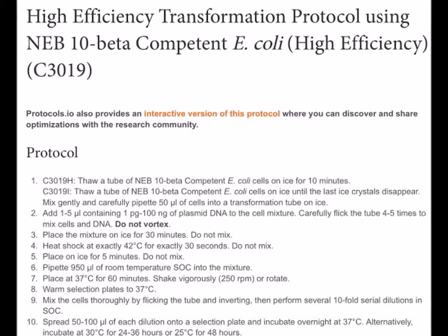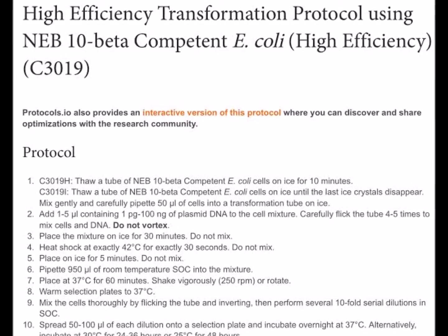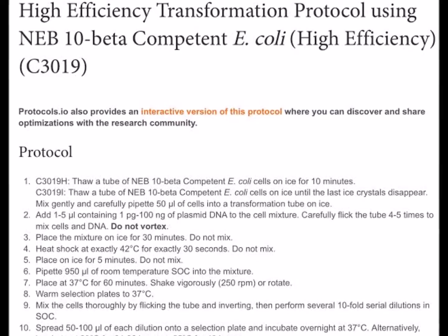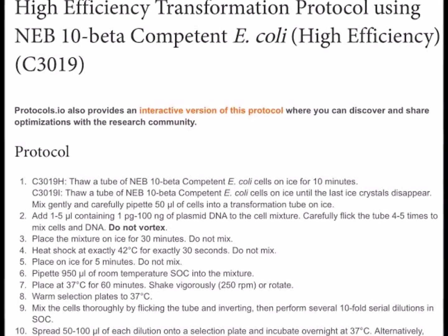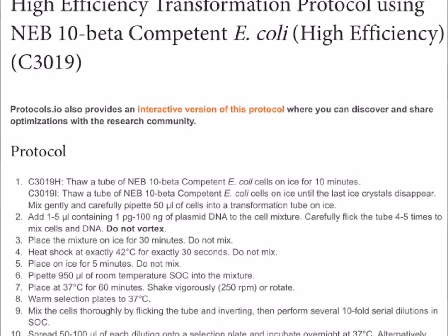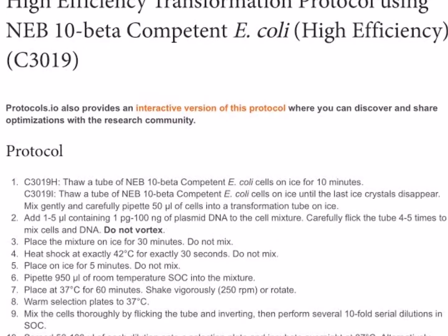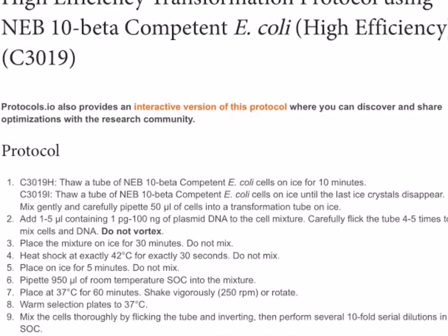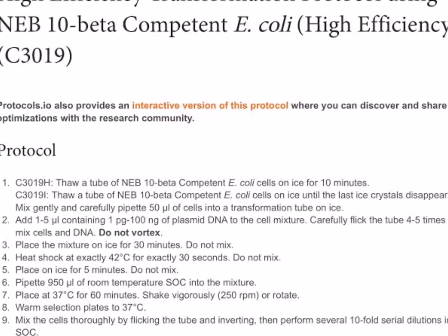High-efficiency transformation protocol using NEB 10-beta competent E. coli. It reports to have a great efficiency. The sample containing the plasmid DNA is mixed with the NEB 10-beta competent E. coli cells. Then the mix passes through phases similar to the heat shock method, but raising the efficiency.